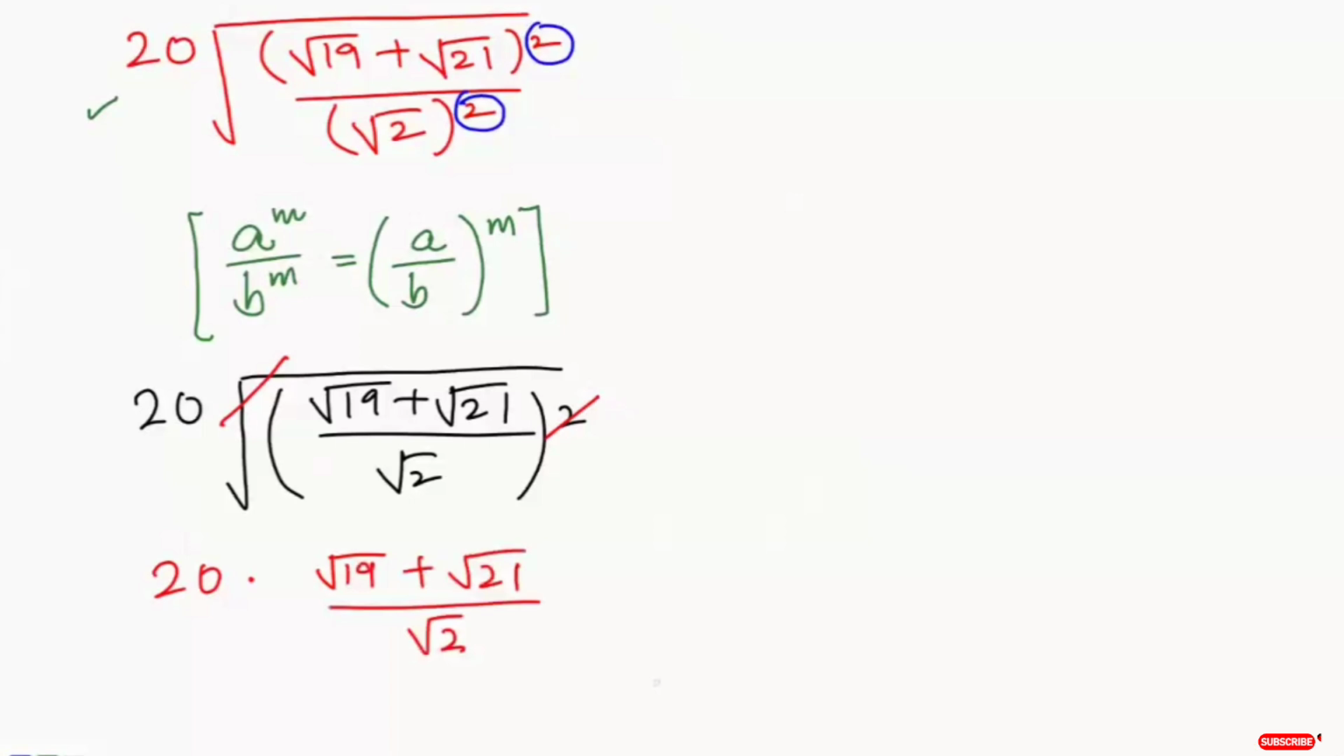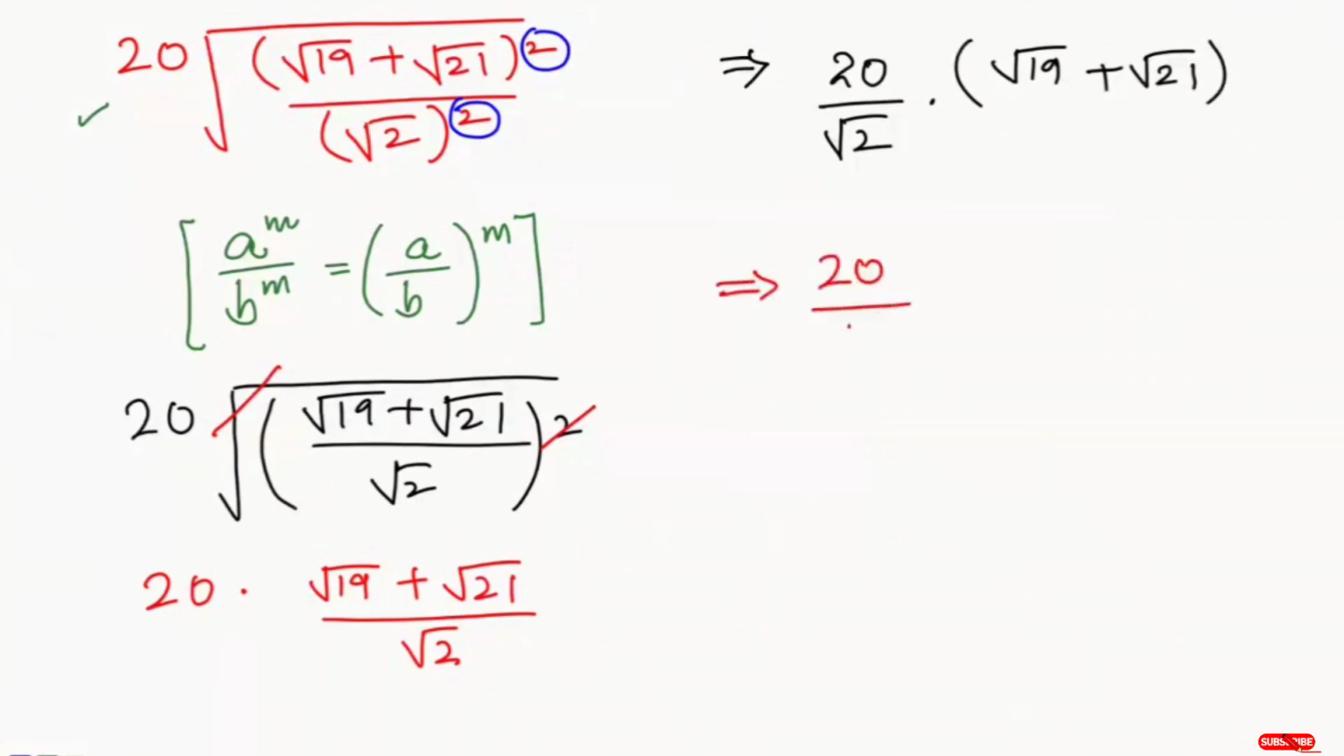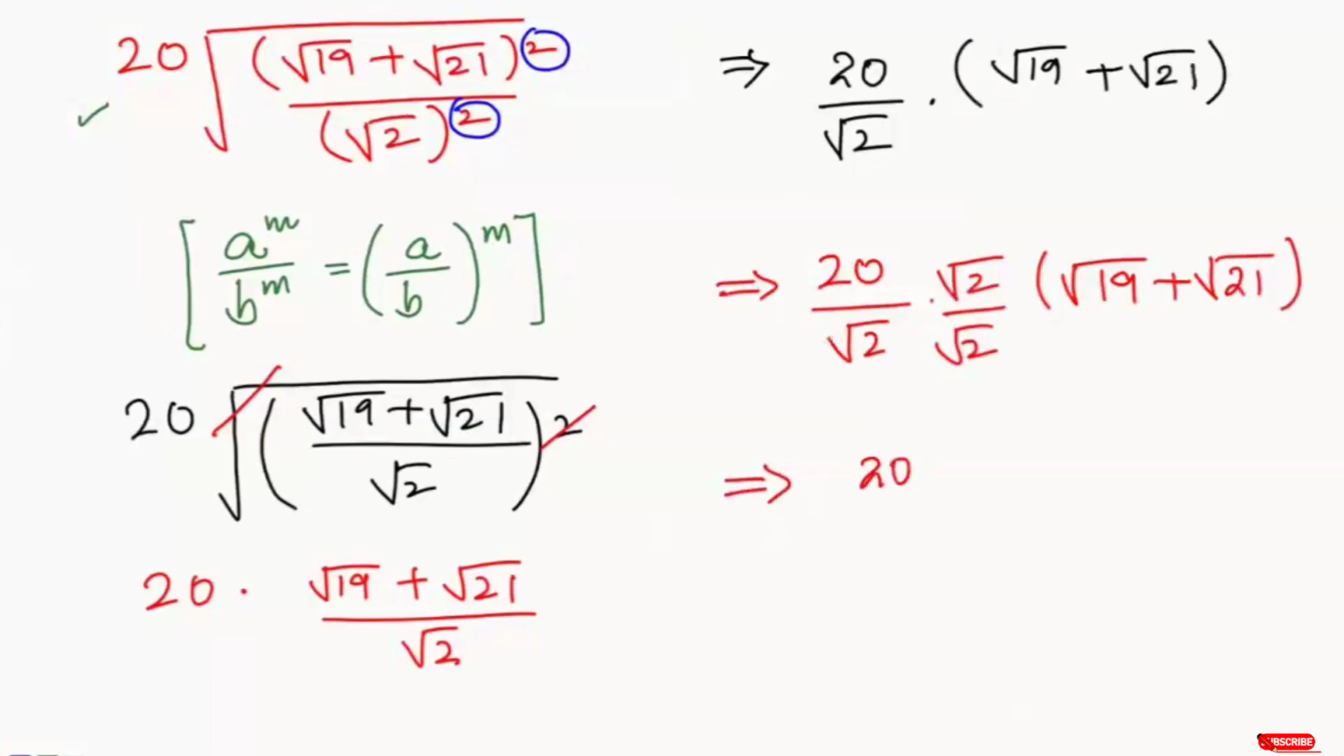Now this 20 is multiplying with this, so I'm going to write 20 over root of 2 times root of 19 plus root of 21. Now next I'm going to rationalize this denominator. So I'm going to multiply and divide by root of 2 times this root of 19 plus root of 21. Now this will be multiplied: 20 root of 2 over root of 2 and whole to the power of 2, and this I'm going to write root of 19 plus root of 21. Here this square and this root are going to cancel out.